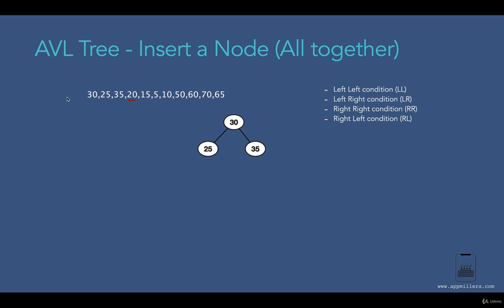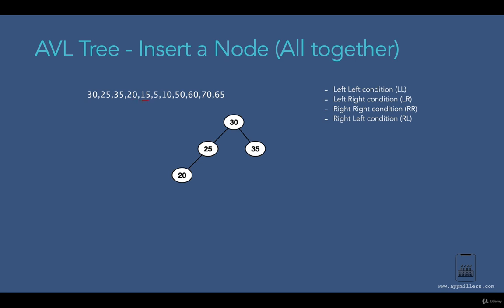The next node is 20. To add 20, first we compare it with 30. It's less than 30, so we continue to the left subtree, where we have 25. 20 is less than 25, so it's added as a left child of 25. After addition, we check for any imbalanced node. 25 is not imbalanced, and 30 is not imbalanced because the left subtree's height in the case of 30 is 2 and the right subtree's height is 1, so the difference is 1. Then we continue to the next element.